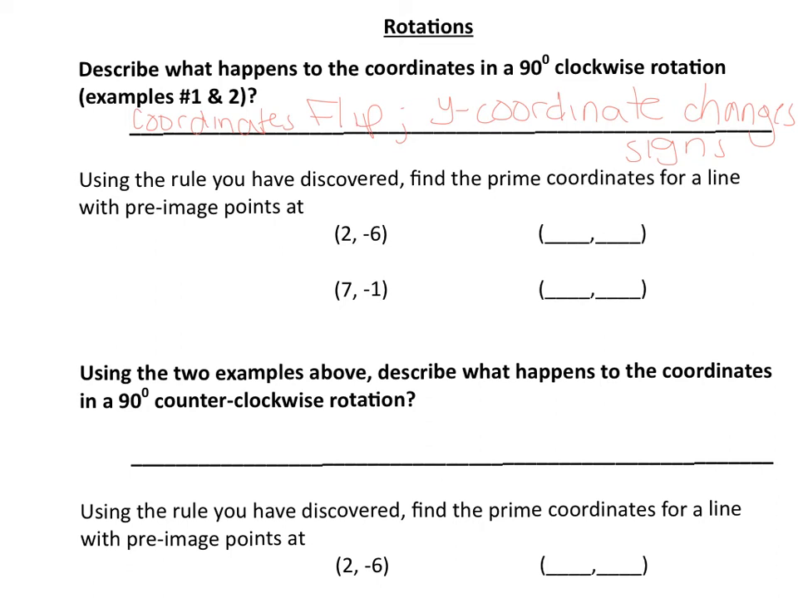So just using this rule, for the point 2, -6, we know that the points are going to have to flip. And we know that the y-coordinate now needs to be negative. So 2, -6, when it is rotated clockwise 90 degrees, we get -6, -2. And the point 7, -1 would become -1, -7, because the points need to flip and the y-coordinate changes signs.